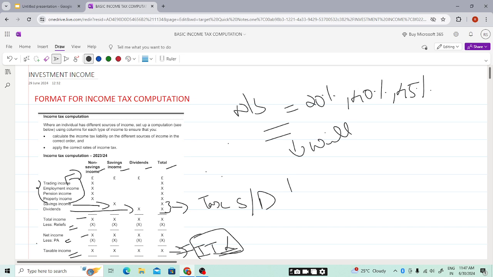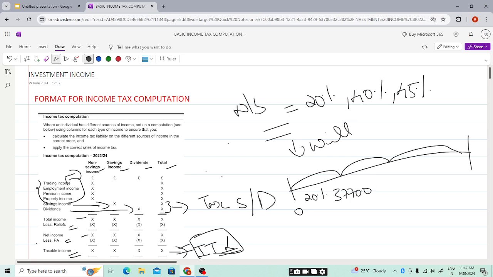As in the previous session, we had discussed the ruler concept, that is up to this amount, this much tax. From 0 to 37,700 will be taxed at 20%. From 37,701 to 125,140 will be taxed at 40%, and above 125,140 will be taxed at 45%.